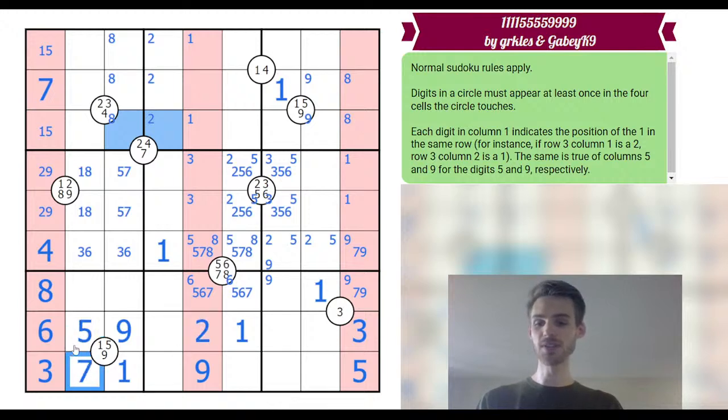So we can fill in all these digits just because of indexing. And that one. We got a lot of digits there. What else can we do? We can say that this is a 2, 4 pair.